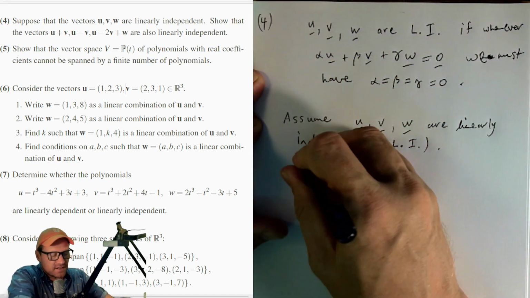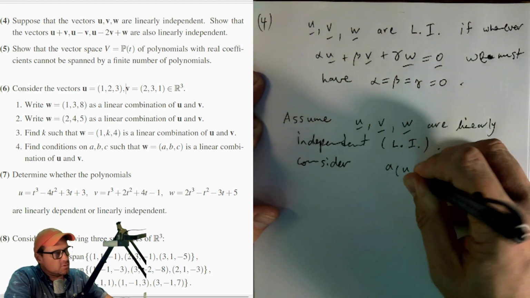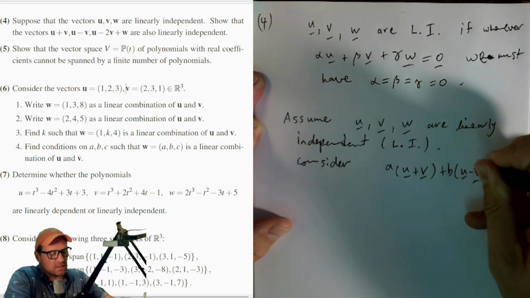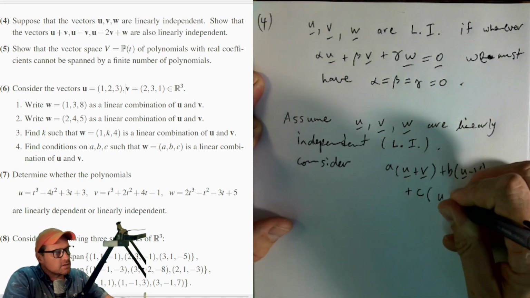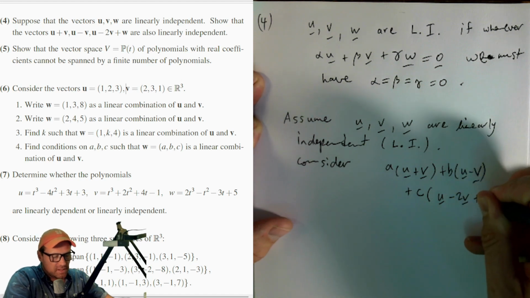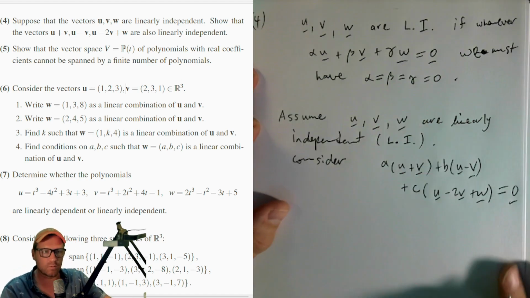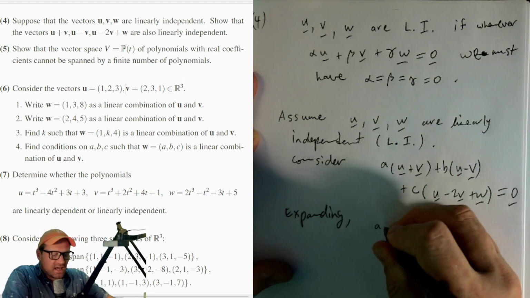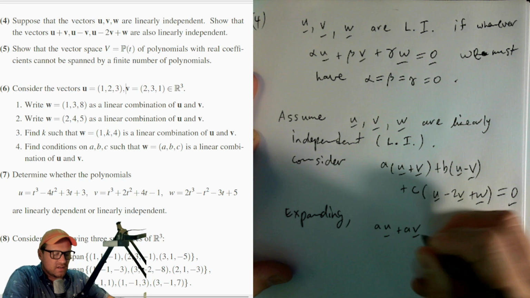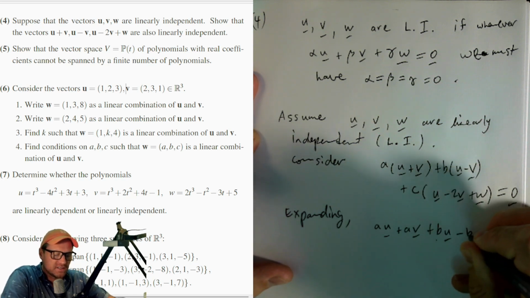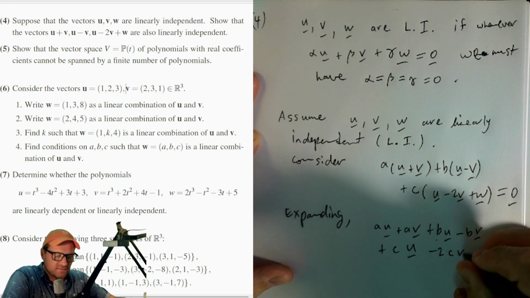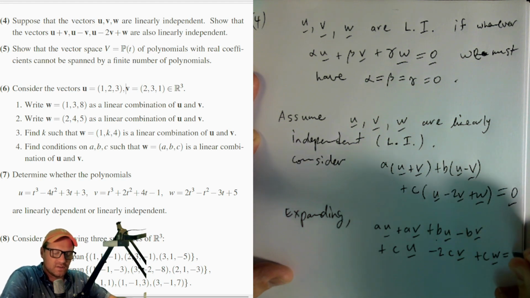Okay, so now consider a times u plus v plus b times u minus v plus c times u minus 2v plus w equals the 0 vector. Are we forced to have a, b, and c all 0? So let's find out. Expanding, we have au plus av plus bu minus bv plus cu minus 2cv plus cw is the 0 vector.